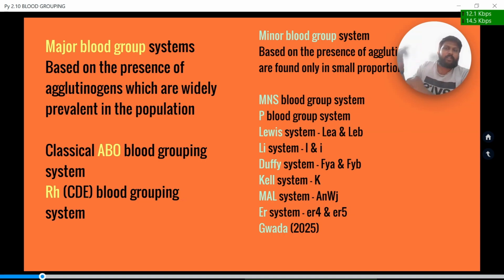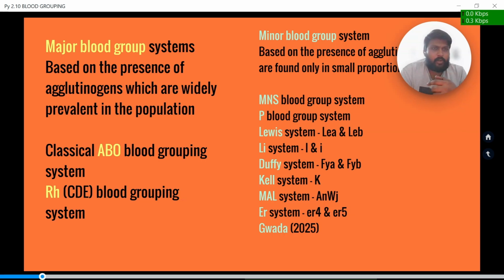Okay, so your classical ABO and your RH, these two systems we classify as major blood grouping systems. We also have minor blood grouping systems which we use for forensic purposes, paternity tests, or others. For example, your MNS blood grouping system, which we primarily use in forensics to identify the father. Along with that, you have the P blood grouping, Lewis blood grouping, Lee blood grouping system, Duffy.